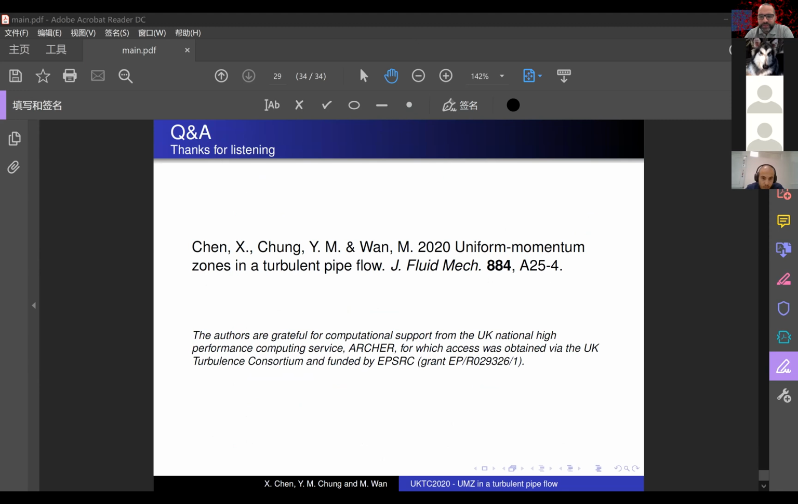No. I have one question. I don't know at what stage you are with your PhD, but are you going to investigate the influence of the Reynolds number for this work, to investigate ejection sweeps and uniform momentum zones as a function of Reynolds number?